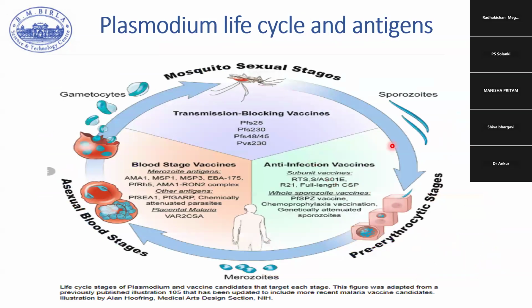Here is a simplified form. You can see you can develop a transmission blocking vaccine, an anti-infection vaccine, or a blood stage vaccine. At every stage there is sporozoite, merozoite, and gametocyte. In each stage, the proteins expressed on the surface of Plasmodium are different. So if you are planning to develop a pre-erythrocytic stage vaccine, you can use some different proteins. And if you're using an asexual blood stage vaccine, you have to target different proteins.